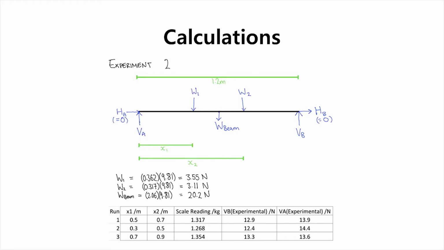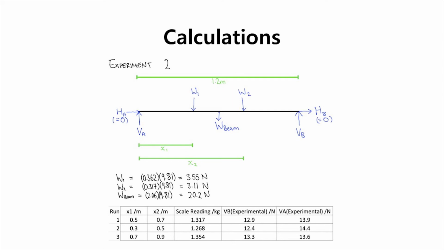The first set of distances we used for the blocks showed a scale reading of 1.317 kilograms, and thus the experimental value of the vertical reaction at B is 12.9 newtons. The second set of distances measured 1.268 kilograms with a vertical reaction of 12.4 newtons at B, and the third set measured 1.354 kilograms with a vertical reaction of 13.3 newtons at B.